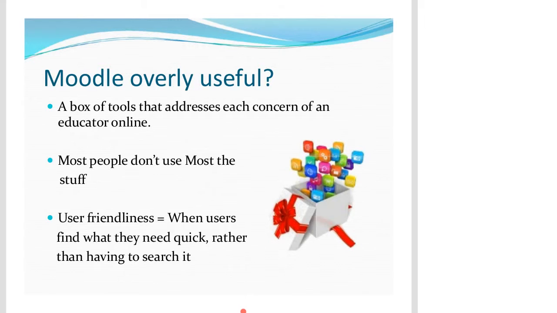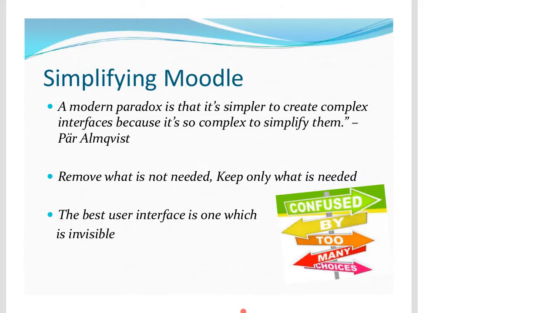As I personally define it, user friendliness is when the users find what they need quickly rather than having to search for it. So that's a modern paradox, that it is simpler to create complex interfaces because it is so complex to simplify them. That's what the aim of the case study was, that we had to take Moodle and simplify the interface in such a way that the users find it user friendly.